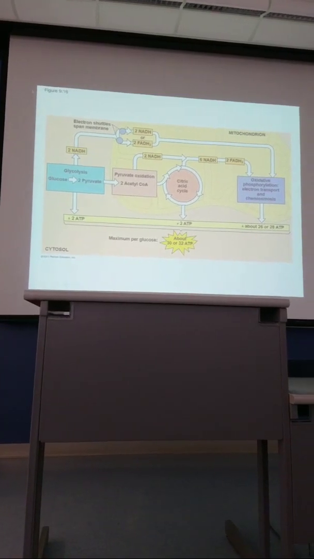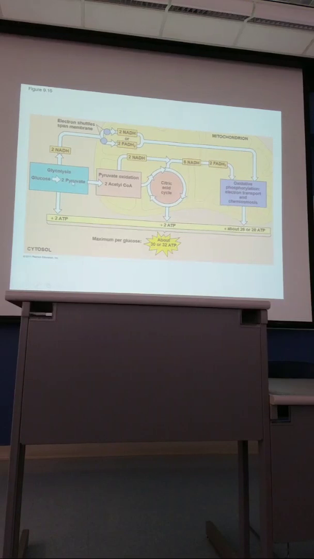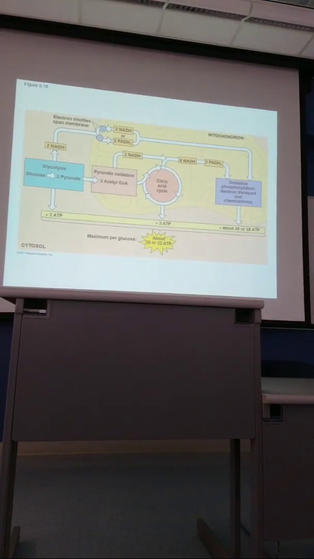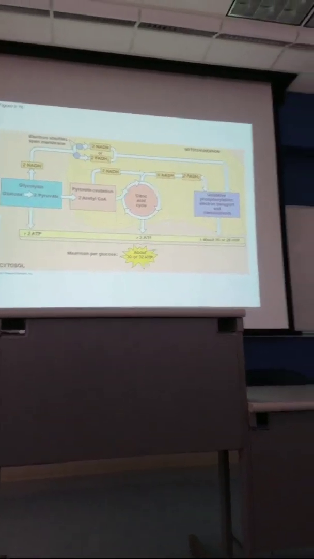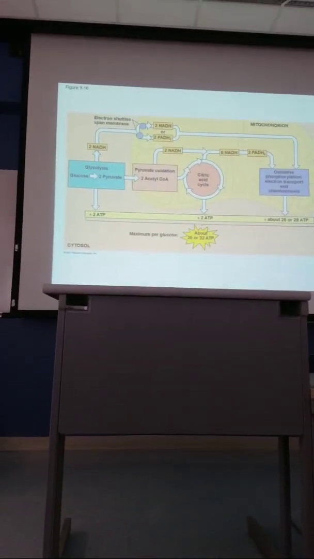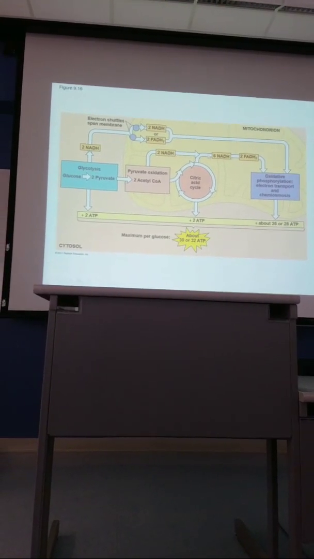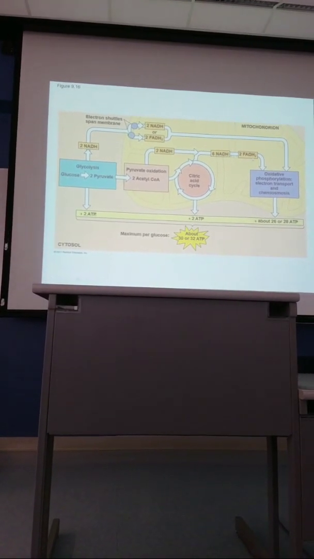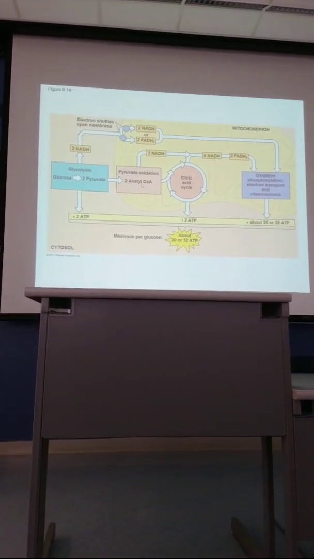So the most important thing to come out of glycolysis is turning glucose into pyruvate, 2 molecules of it. Pyruvate will then be oxidized. In doing so, it will produce 2 NADH that will come into oxidative phosphorylation.